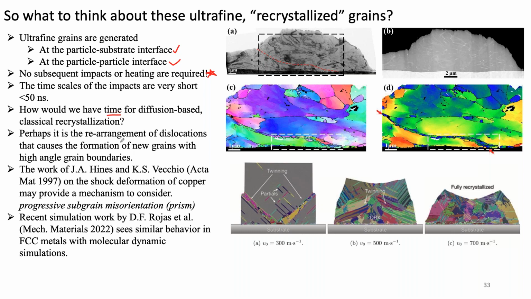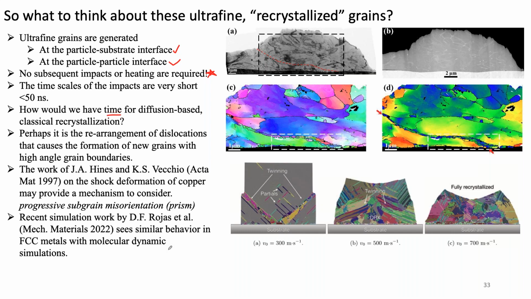It might actually be the rearrangement of dislocations during this impact event that's forming new high-angle boundaries. And there's a great set of papers by Joy Hines and Ken Vecchio from the late 1990s where they were doing work on shock deformation of copper, and they came up with a model that they call progressive subgrain misorientation, or PRISM. And I like that idea. I think there's a lot to it.